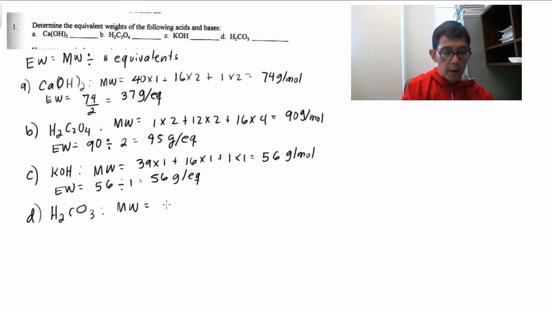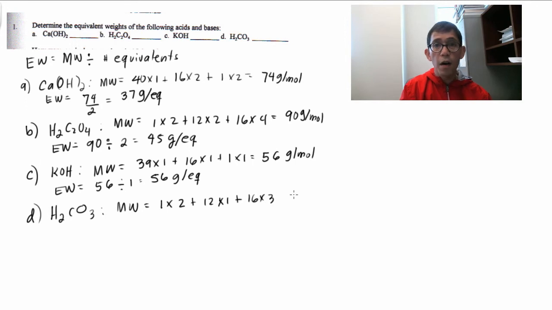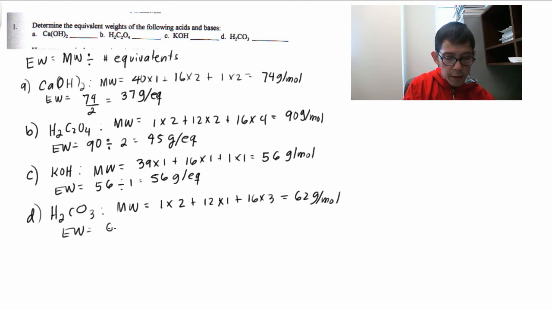Molecular weight is 1 times 2 for hydrogen, 12 times 1 for carbon, and 16 times 3 for oxygen. So molecular weight should be 62 grams per mole. So then equivalent weight is 62 divided by the number of equivalents. For an acid, it is the subscript of H, which is 2. 31 grams per equivalent.